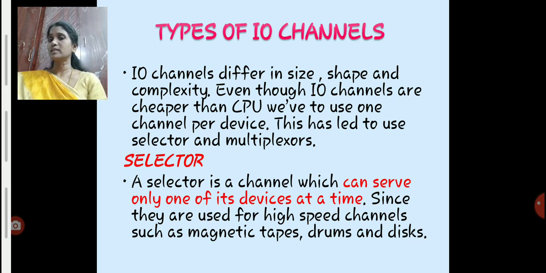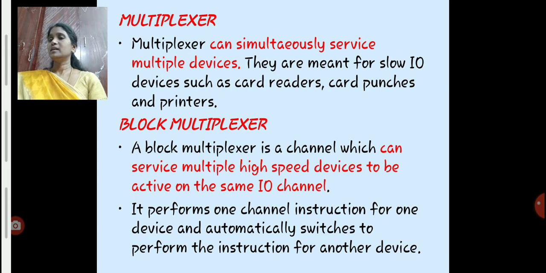So this is called selector. We will see the diagram of selector later, then we will better understand that. Because the selector can handle only one IO channel, we ought to have high speed IO devices for the selectors, such as magnetic tapes, drums, discs, etc. Right. The next type of IO channel is multiplexer.